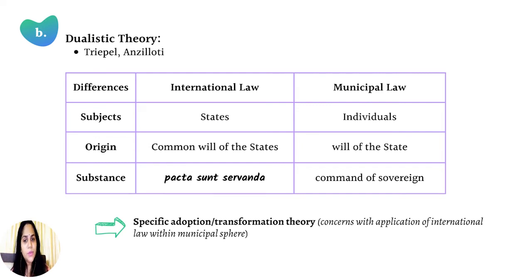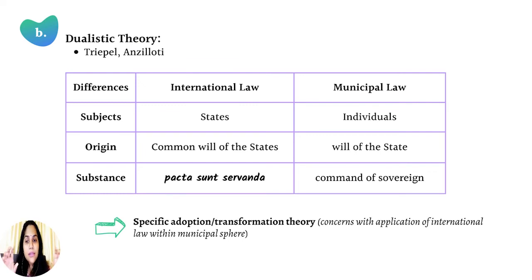Now, how do municipal law and international law differ from each other? On the screen before you, you can see the table which explains how these two systems are separate from each other according to the dualistic theory. There are basically three criteria. On the extreme left, you can see the three criteria, which are subjects, origin, and substance.